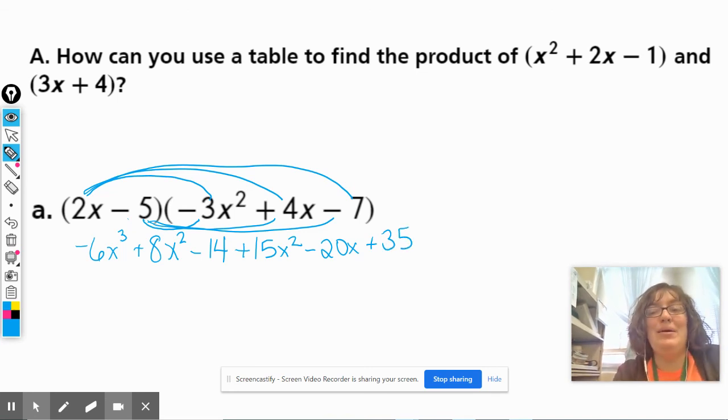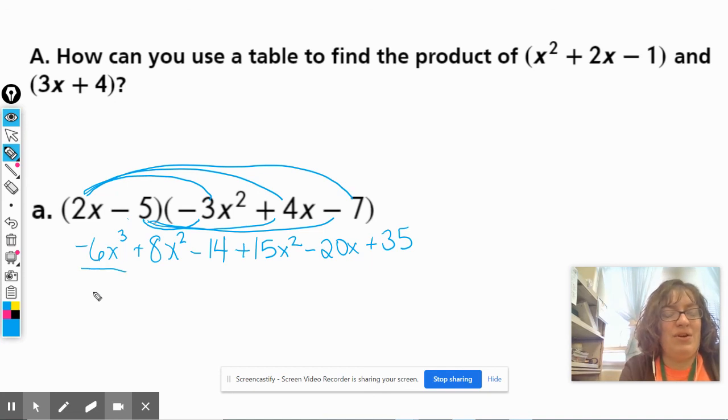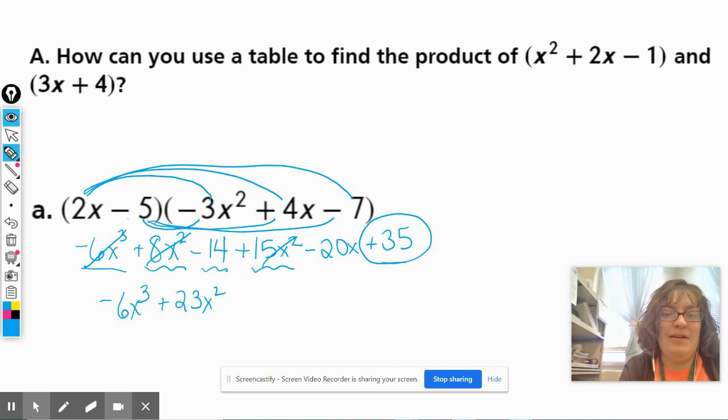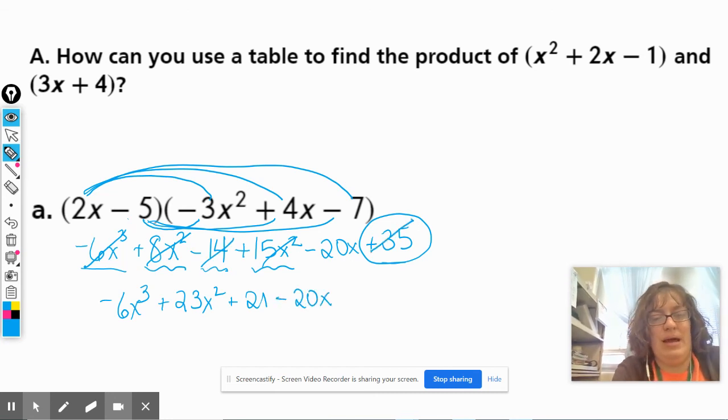And then I want to go ahead and combine things that are alike. So I start with my first term, nothing like it, so I just bring it down. Then I go to my x squareds. Oh, I see some more x squared. So when I put them all together, I end up with 23x squareds. I have a negative 14, and that would combine with my 35. So negative 14 and 35, that would become a 21. And then finally, I have this minus 20x written behind.